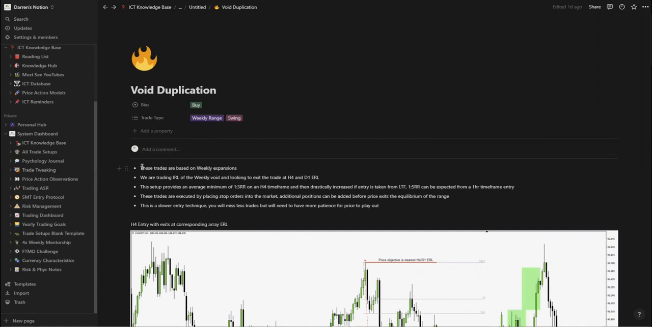Because these trades are based on weekly expansions. We are trading internal range liquidity of the weekly void and looking to exit the trade at 4-hour and daily external range liquidities. The setup on average, if you're trading a weekly chart or a daily chart, 4-hour chart, naturally you are trading directional bias more so than you are trading day or scalp trading, right? So you have to hold the trade longer.